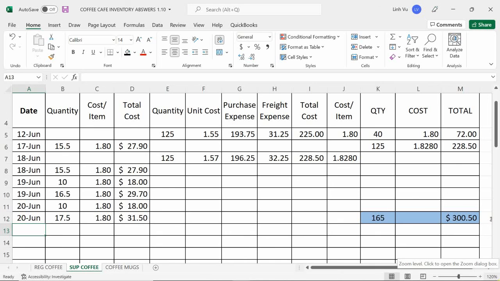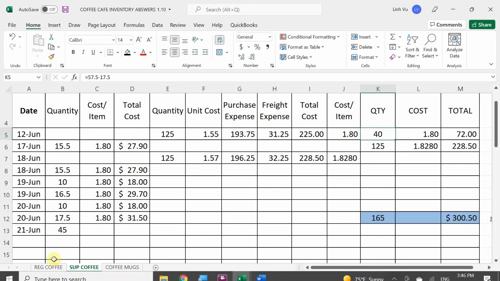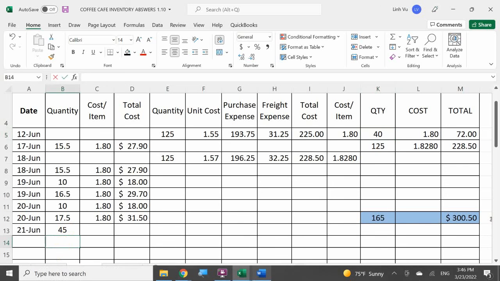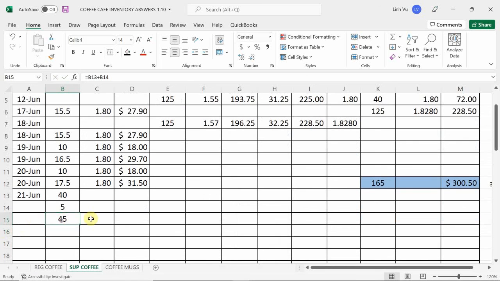Supreme coffee. So 621, we sold 45 pounds. Now let's take a look. Do we have enough? Not for our first batch. So that tells us we must split this. So 40 in one batch and 5 in the other. Okay? So 40 in one and 5 in the other.